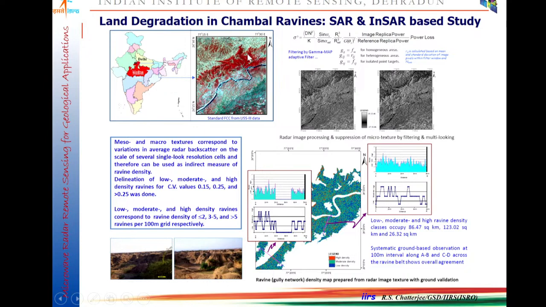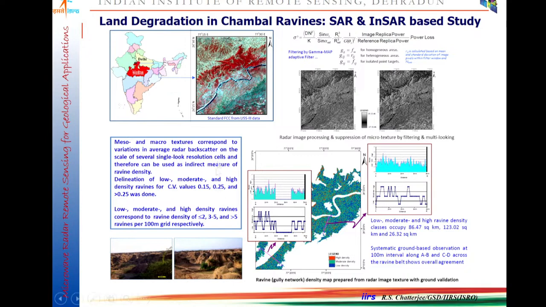So here we have used this synthetic aperture radar image, that is the amplitude image, as well as interferometric SAR processing we did, and based on that we have studied how much this area is eroding, how much the area is getting damaged with time, and what is the potential of erosion by ravine migration, and what is the depth of the ravine, what is the density of the ravine, what is the ravine surface cover, that we have studied.